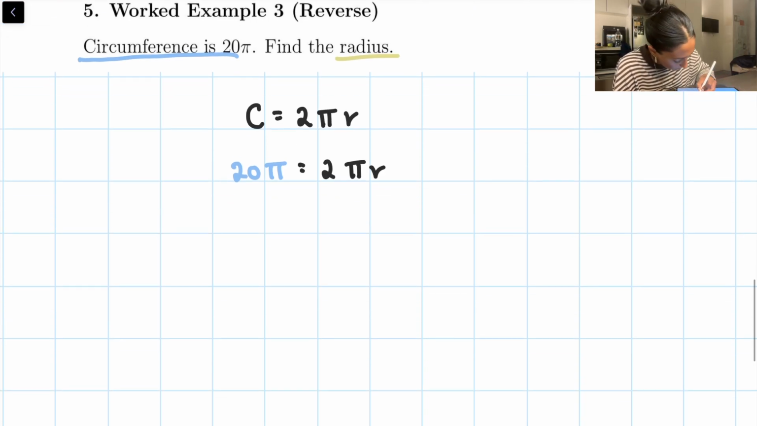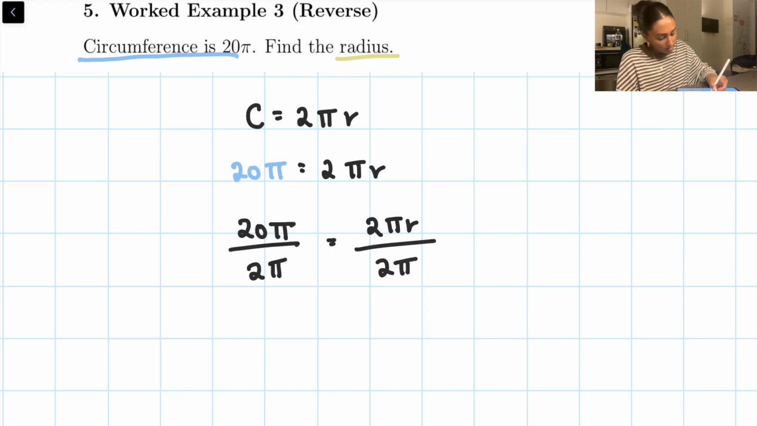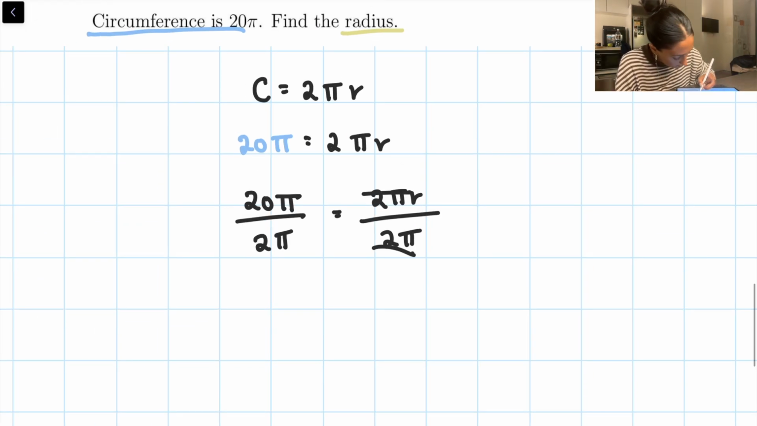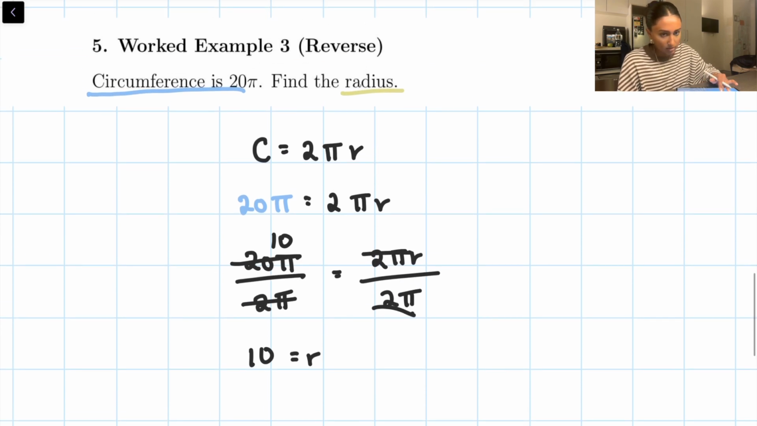So you've got 20 pi over 2 pi is equal to 2 pi r over 2 pi. These two cancel out, this cancels out, this turns into 10, and you're left with 10 is equal to r. The radius is equal to 10. So that's the answer to that one there.